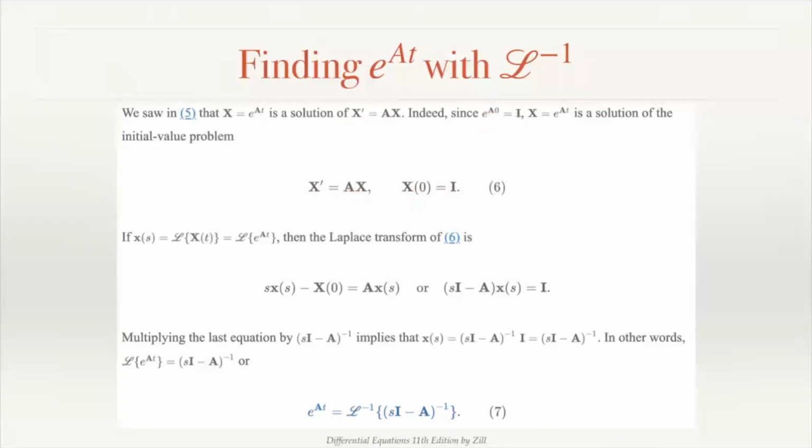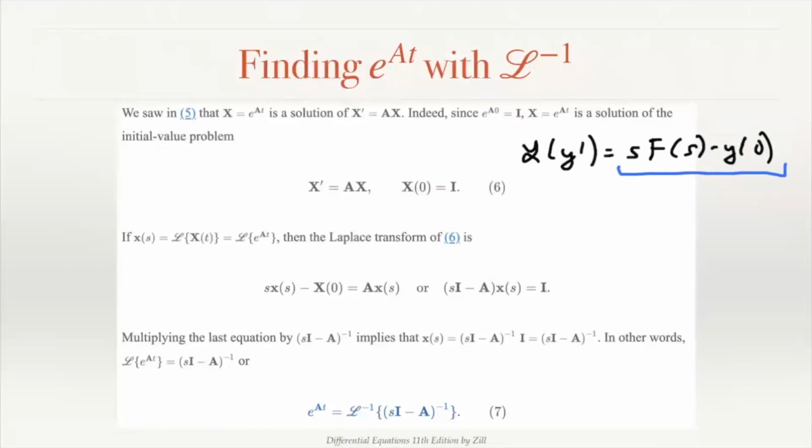Now, what we'll do is we'll take the Laplace transform of both sides of this, and remember that the Laplace transform of y prime is s F of s minus y of 0, and in the same way, the Laplace transform of x of t, where we call the Laplace transform big X, is s X of s minus big X of 0. So it's saying that same thing.